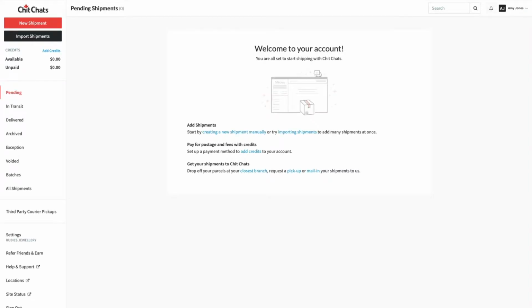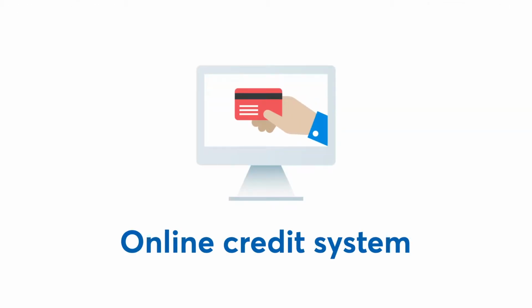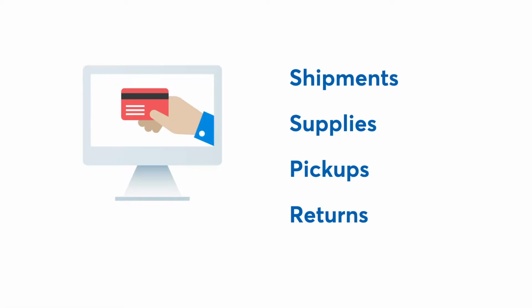In this video, we will cover how to save a payment method and add credits to your account. Our online credit system is an easy way to pay for the goods and services that we offer through our platform, such as shipments, supplies, pickup, and return fees.